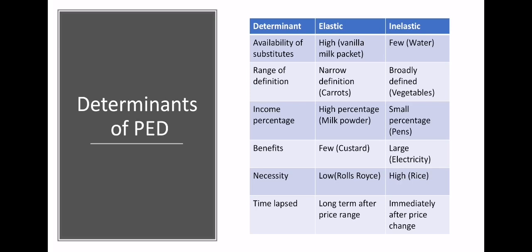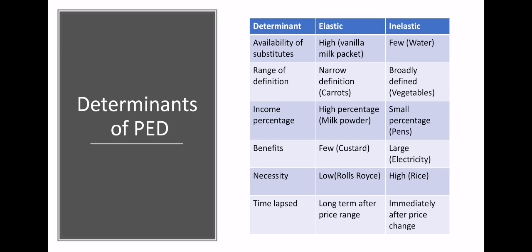Now, the availability of substitutes. If there's a high availability of substitutes, for example for a vanilla milk packet, there are a lot of substitutes, so it will be elastic. Why? With the slightest increase in price, there are so many substitutes, so people will rather buy one of those substitutes. But for something like water, there's no substitute, so it will be inelastic.